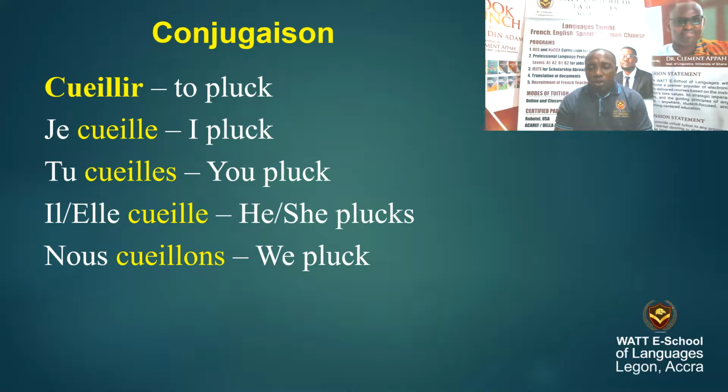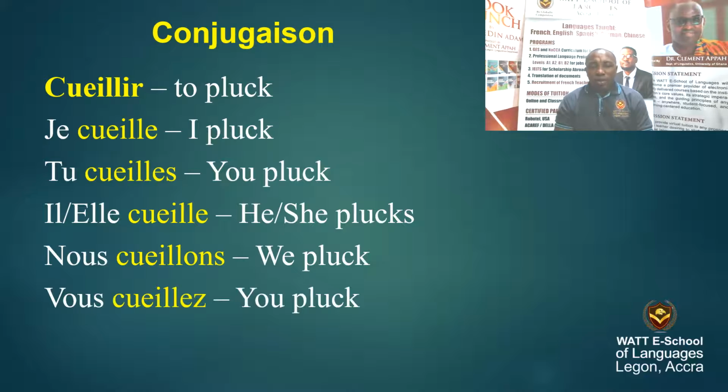From je to il ou elle is elle. But here you say nous cueillons. Why? Because we have O-N-S at the end, and the S at the end has no sound. Please, don't say cueillons like someone will say nous. Les enfants, it's forbidden. Don't say that, please. Vous cueillez. Now this one, the sound too is different because we have E-Z, and E-Z in French means A. It sounds A. So vous cueillez, you pluck.